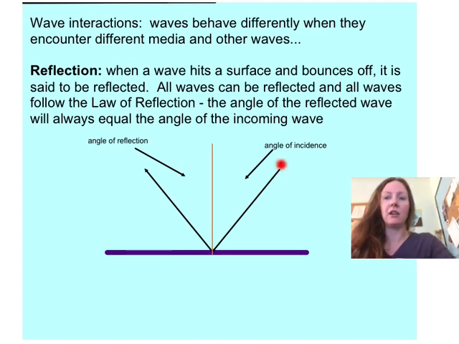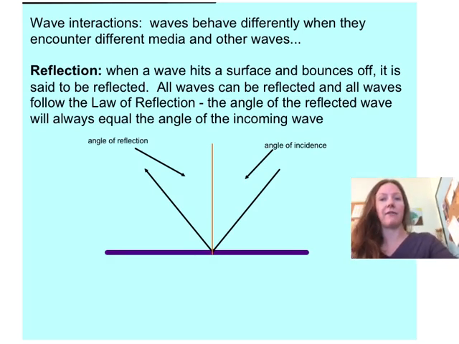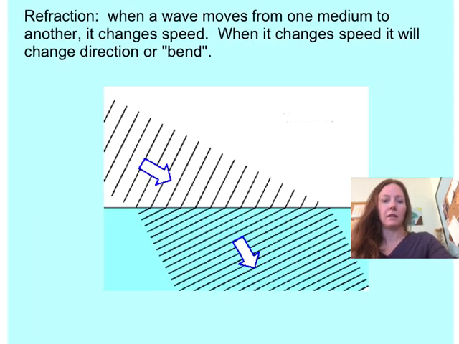In this case here, this is the light wave coming in, and it's reflected at the same angle that it comes in at, following the law of reflection, bouncing off a barrier that it can't go through. The next interaction a wave might have is called refraction.